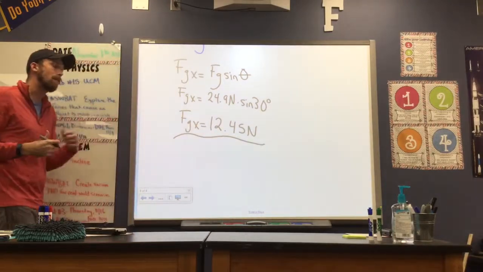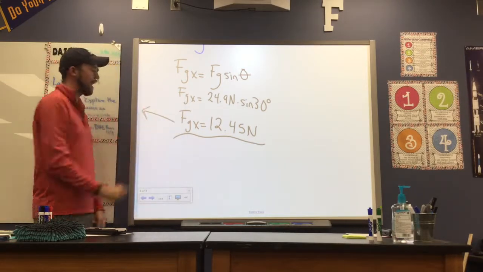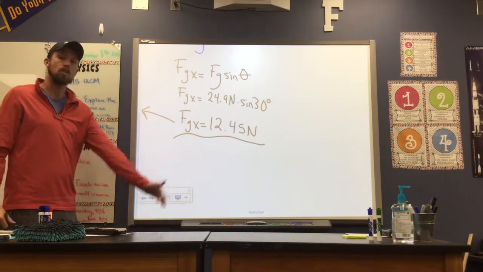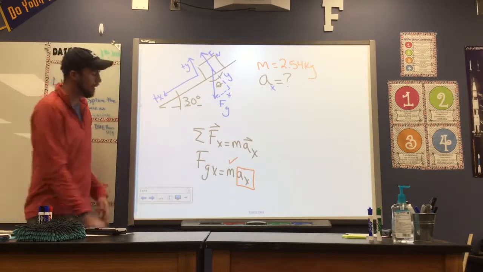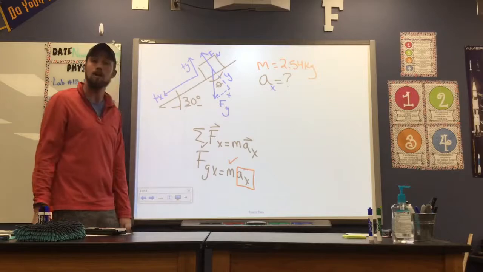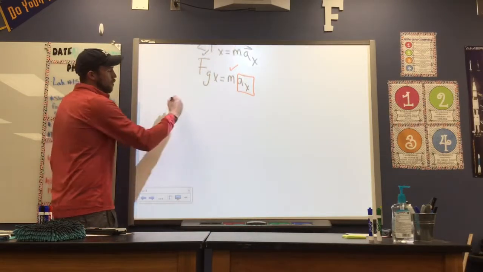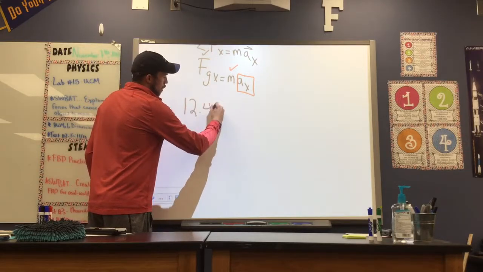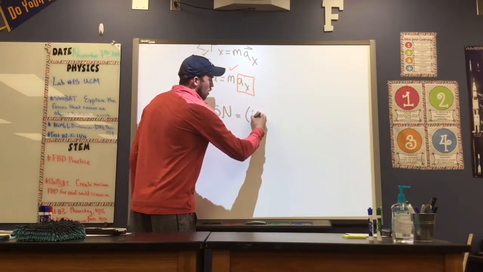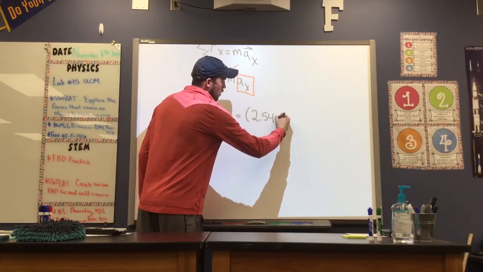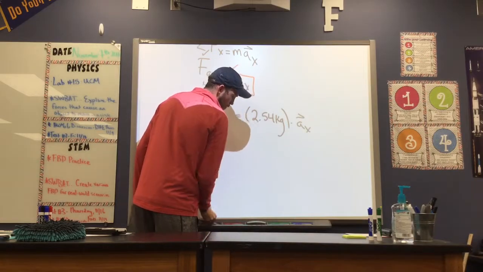Now we have our force. But remember, our problem statement was asking us for an acceleration. So we're going to take this force and plug it back into our Newton's second law equation that we wrote out previously. Now we have our second piece, our force of gravity in the x direction. So let's plug in what we know. Our force of gravity is 12.45 newtons. That's equal to our mass, 2.54 kilograms, times our acceleration in the x direction.